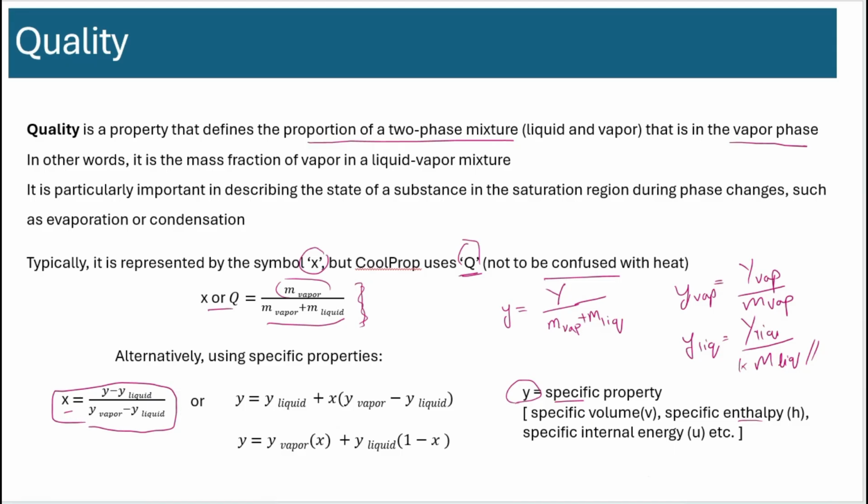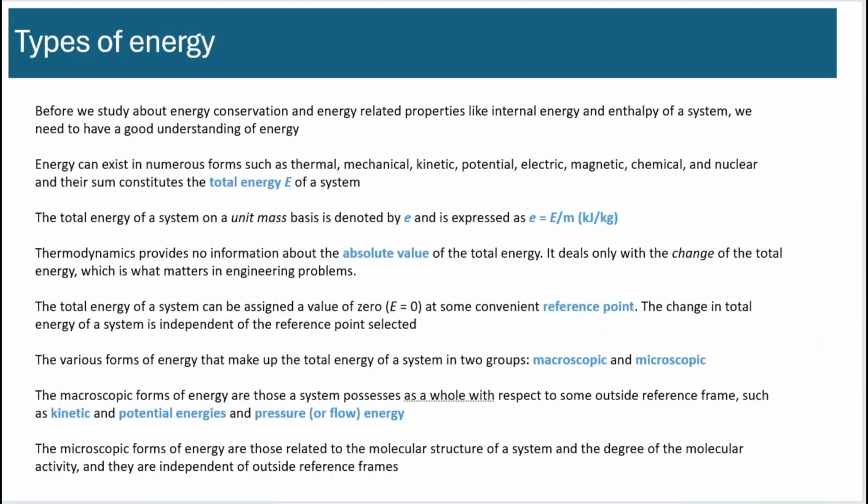So we looked at two additional properties, quality and specific volume. The remaining properties like internal energy, enthalpy, latent heat, specific heat, all of that would need us to learn a little bit more about energy. Okay, so before we jump into calculating all those things in CoolProp, let's go through some basic understanding of the types of energy.